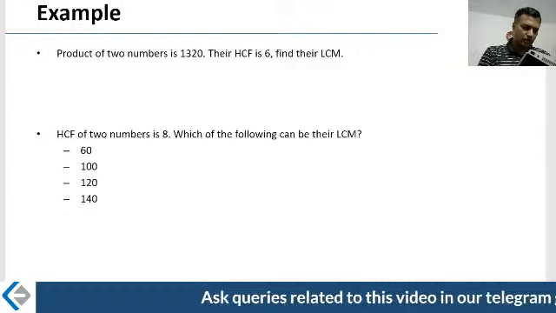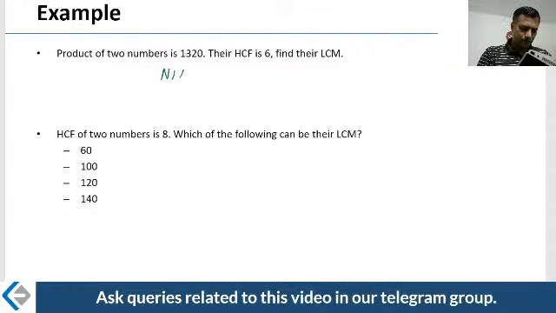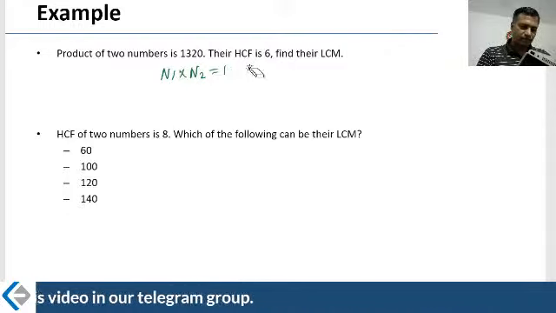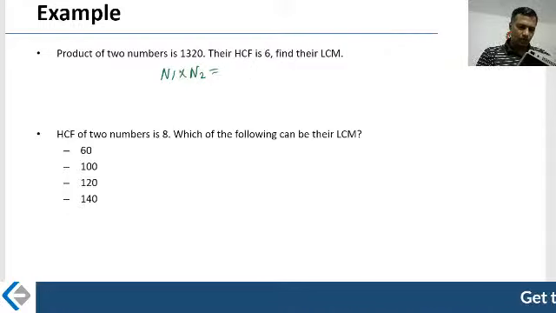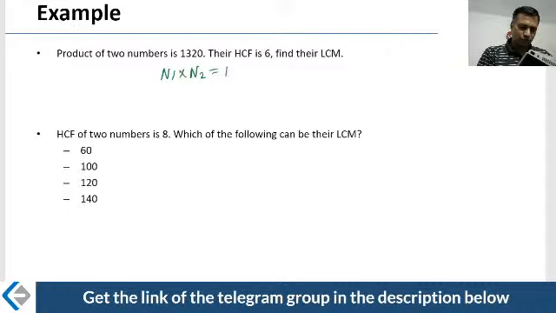So what do you write? You start by saying that number 1 into number 2 is 1320, their HCF is 6. All right, first let's put it in perspective. The product of two numbers, N1 and N2, is nothing but the HCF of the same two numbers and their LCM.